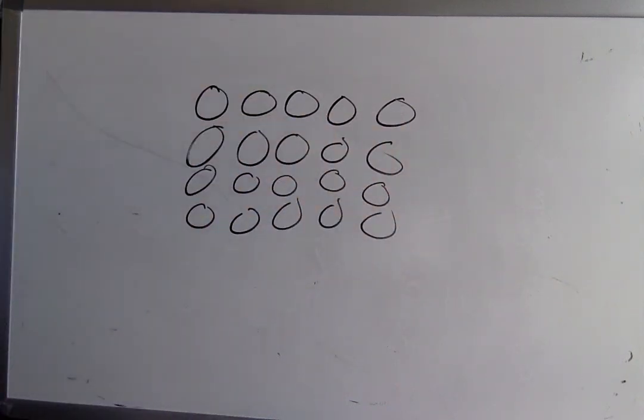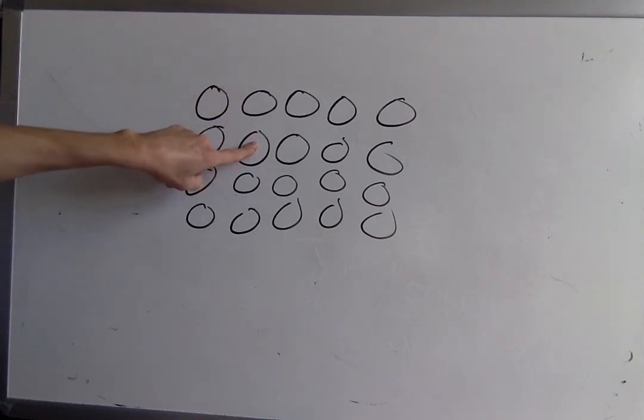5 times 4. There's 20 circles, okay? And let's say there's a winner behind one of them. I don't know where it is, right? Oh, great. All right, I'm just going to pick one. I think the winner's there.